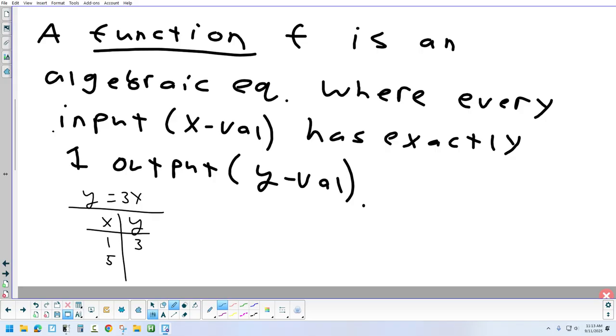What if you plug in 5 for x? 15. You'll get 15. There is no other answer you will get. Okay? So something like this is a function. That's good. Here's something that's not a function.